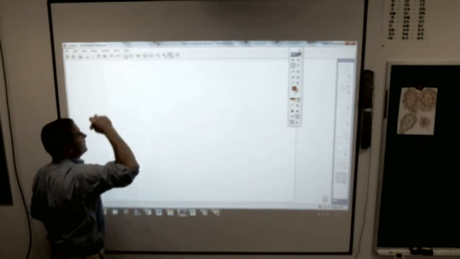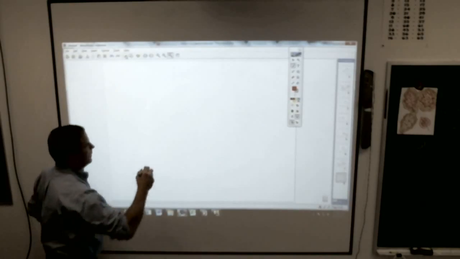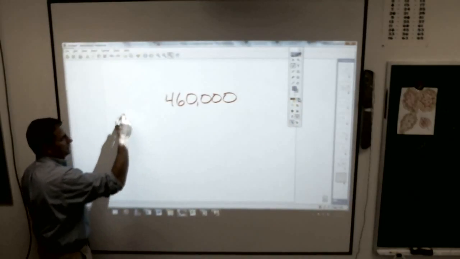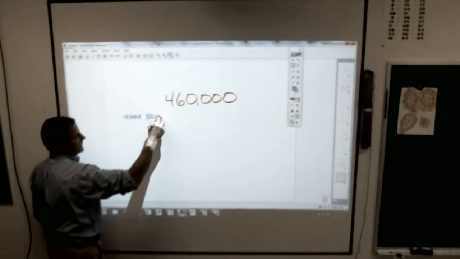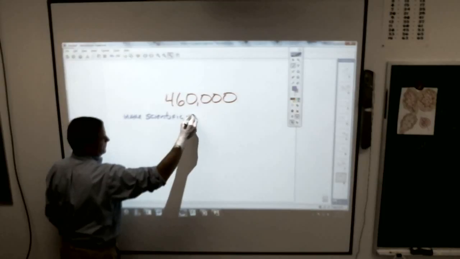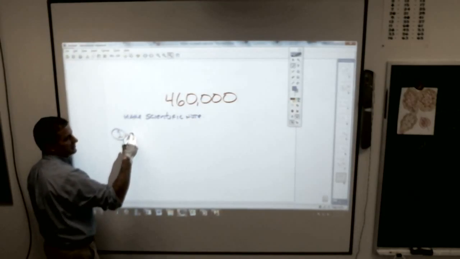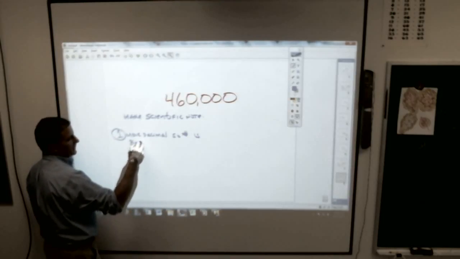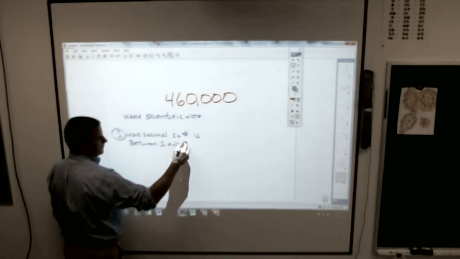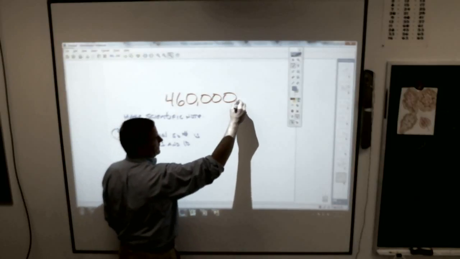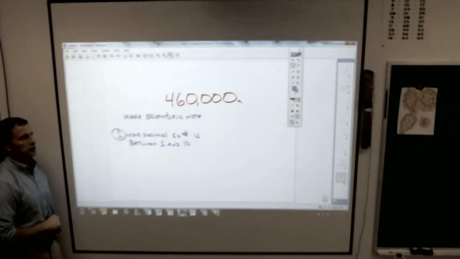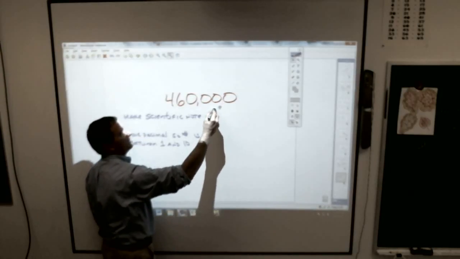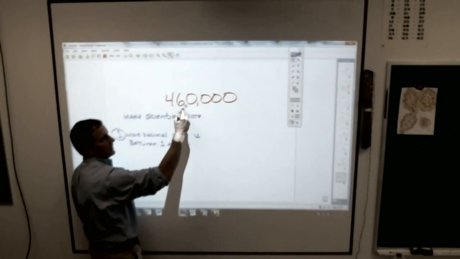So here's the deal. Let's say I have 460,000. And I want to make that in scientific notation. Step number 1 is you must move the decimal so the number is between 1 and 10. Which simply means this: decimal starts here, if a number doesn't have one in it. Where do you move it so that it's between 1 and 10? Well, it has to go here. This number's not between 1 and 10 because that's what, 46,000. 4,600, 460, 46, bam, right there.